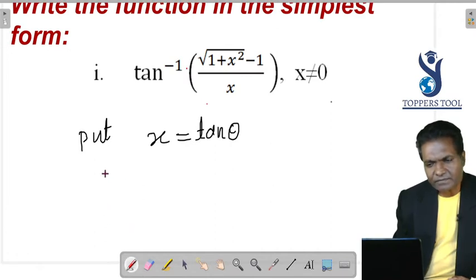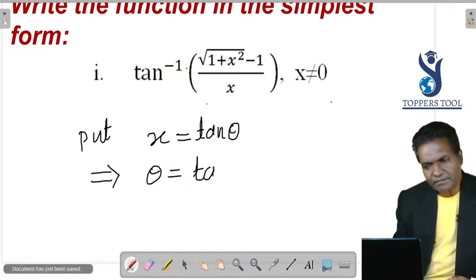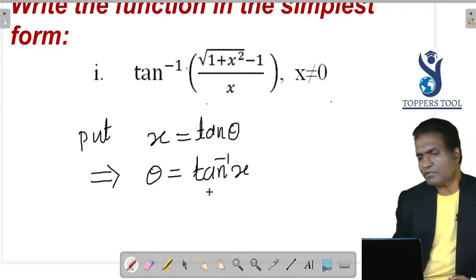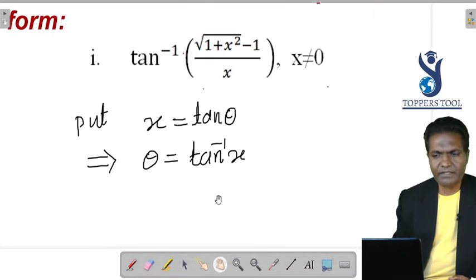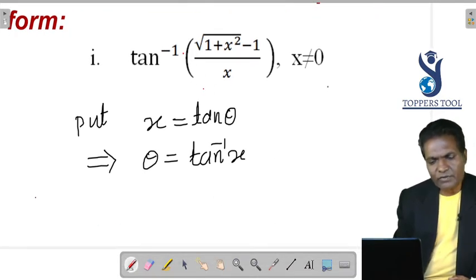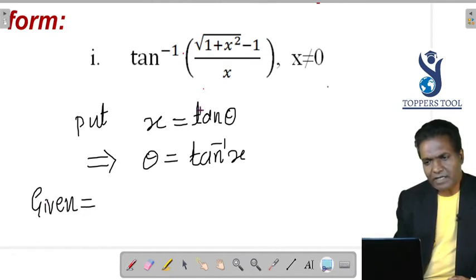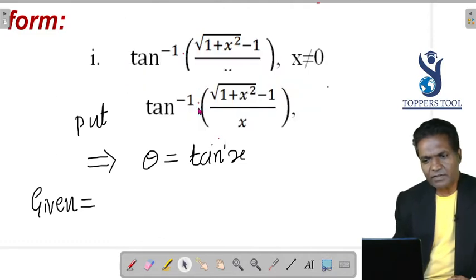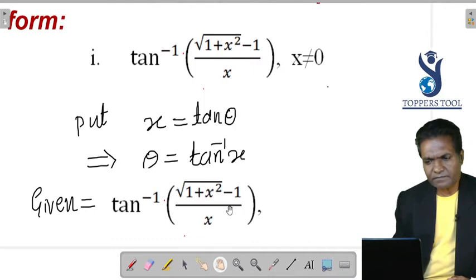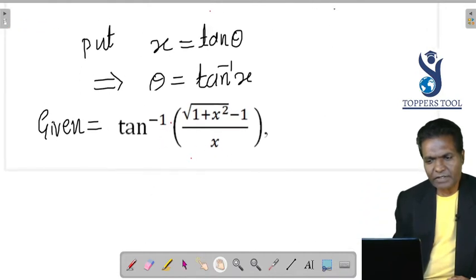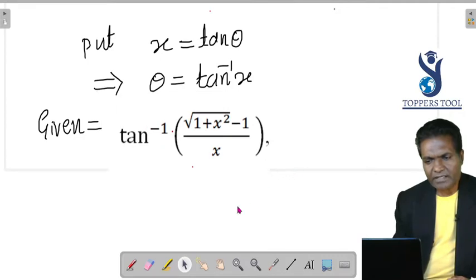Okay, so put x is equal to tan theta. See here what it becomes. This implies if x is equal to tan theta, then theta is tan inverse x, that you all know. So then what does the given become? Okay, so this is your given, and substitute here.